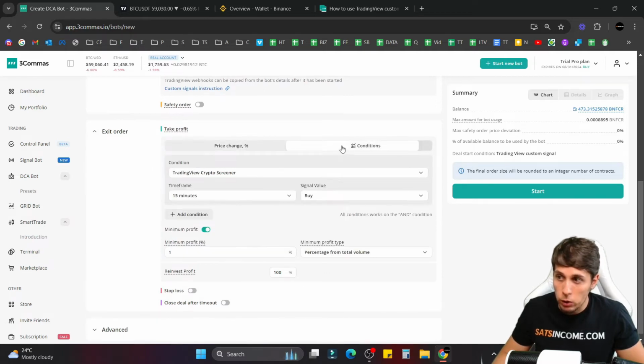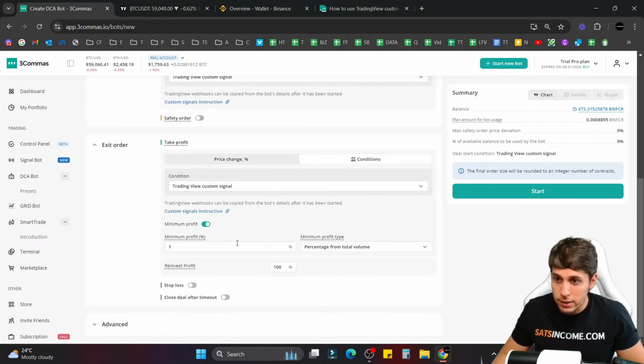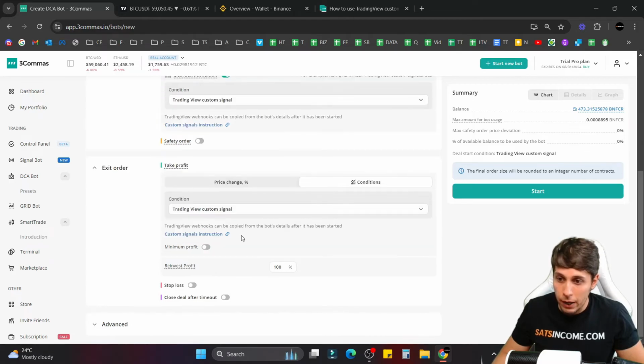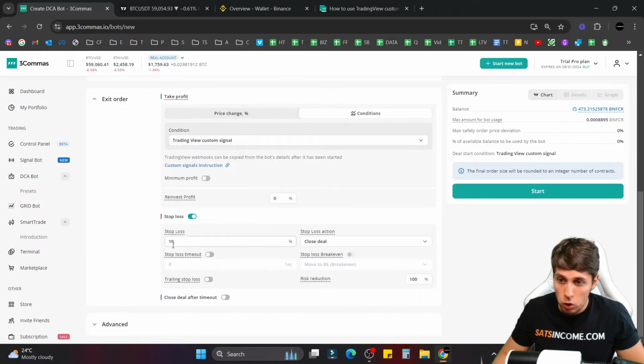Take profit, you know that we use condition. We use trading view custom signal. We don't use the minimum take profit and we don't use reinvest profit, right? So that's pretty much it for that. You know that we also enable stop loss, and we know that we use 2.5 to 3% stop loss. For short trading, it's good to use the lower range of the stop loss, right? Simply because short trading is less profitable than long trading, right?